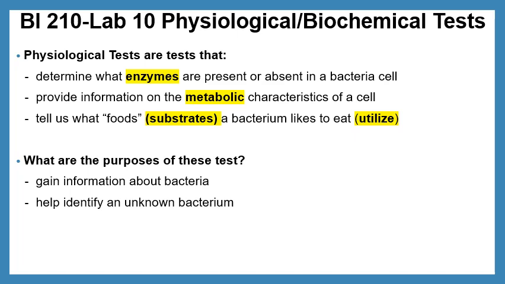These tests also provide us with information on the foods or substrates a bacterium likes to eat or utilize. The purpose of these tests is to gain information about the bacteria. It also is going to aid in our ability to identify an unknown bacteria. For example, if there's a food outbreak that's bacterial based, we can do certain physiological tests, and based on the outcome, we can identify and then treat our patients that are part of that outbreak.